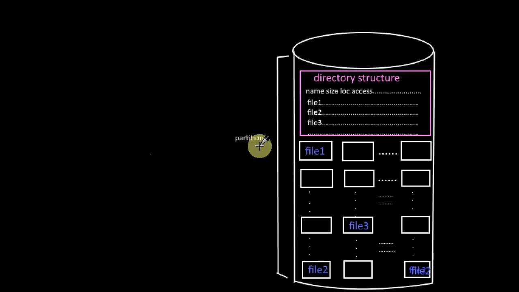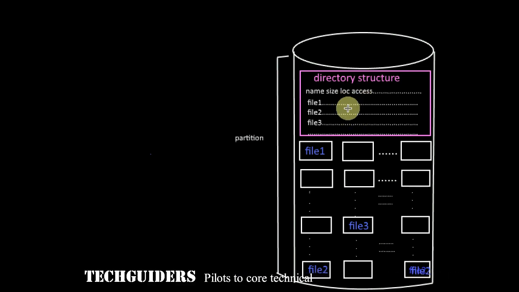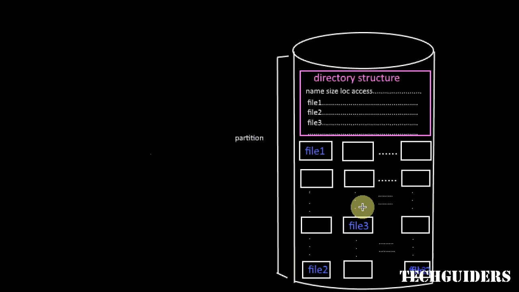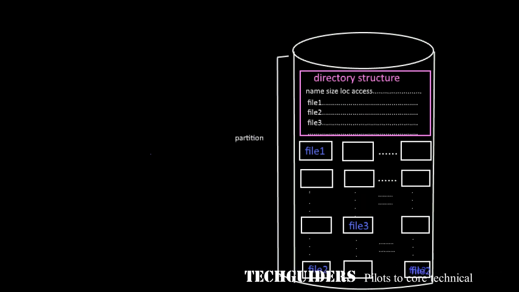In the introduction part, we discussed the directory structure, where we keep the files on the secondary storage at some locations, and the list of the files and information about these files are kept in a directory structure. But here, we assumed the entire disk space to be a single partition and a directory for the files in that partition to keep the files organized.